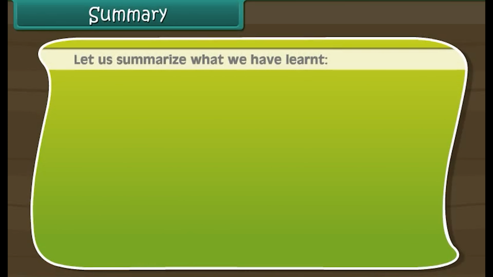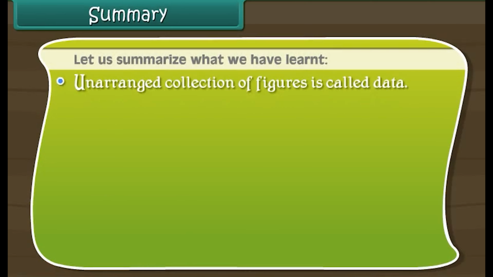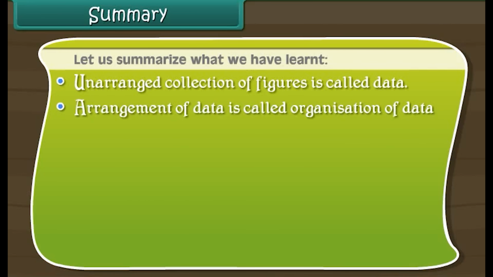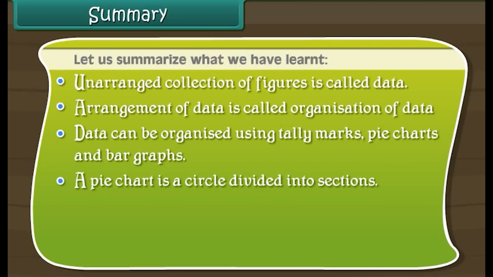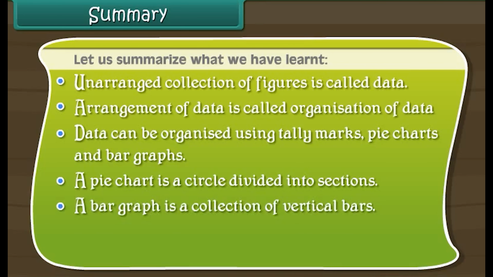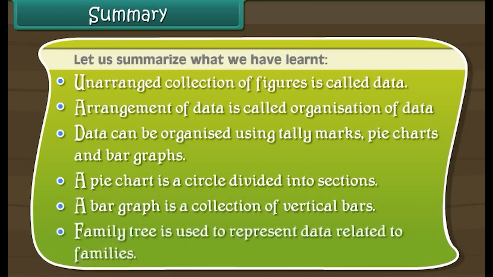Summary. Let us summarize what we have learnt. Unarranged collection of figures is called data. Arrangement of data is called organization of data. Data can be organized using tally marks, pie charts, and bar graphs. A pie chart is a circle divided into sections. A bar graph is a collection of vertical bars. Family tree is used to represent data related to families.